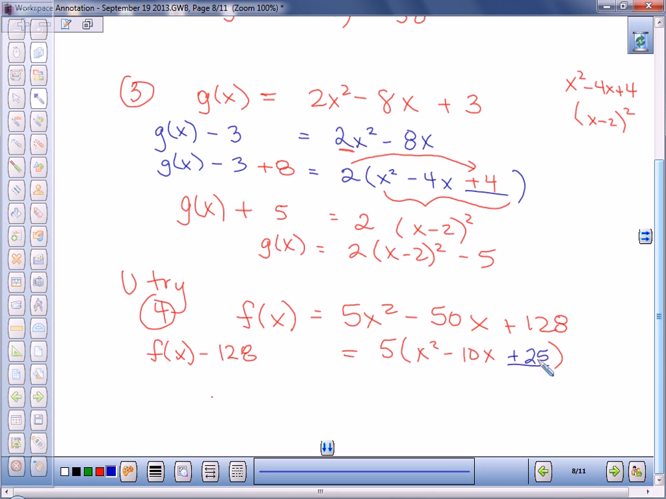So this gives me f of x minus 3 equals 5 times. Well, the whole reason I did this was so I could create a binomial squared. And so this factors to x minus 5. So now I have completed the square. And I can move the 3 back over to put it in vertex form. So now I know my vertex is the point 5, 3.